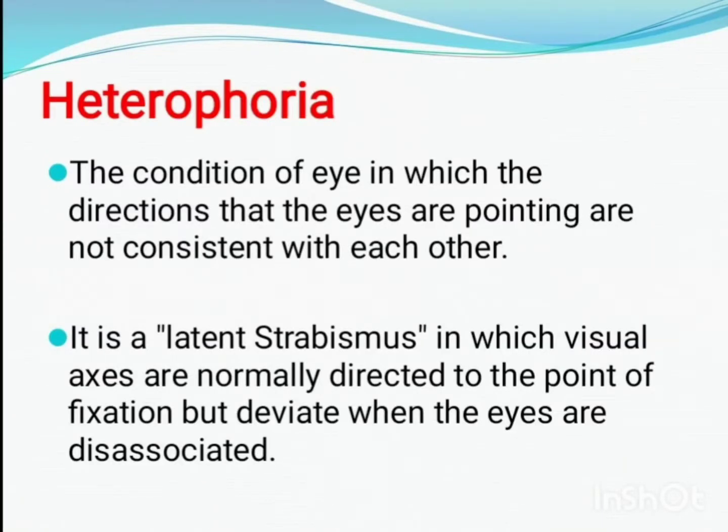Now, let's take a look at the second main type of squint, Heterophoria. It is derived from two words, hetero and phoria. Hetero means different, while phoria means physiological position of rest. It is the condition of the eye in which the directions that the eyes are pointing are not consistent with each other. It is both a latent strabismus and squint in which visual axes are normally directed to the point of fixation but deviate when the eyes are disassociated.